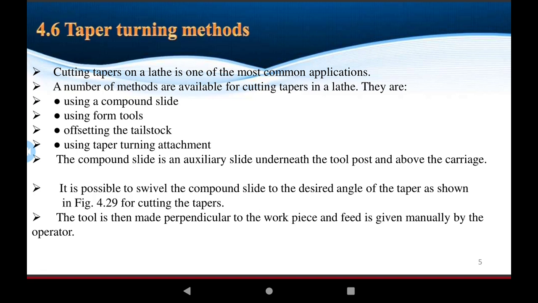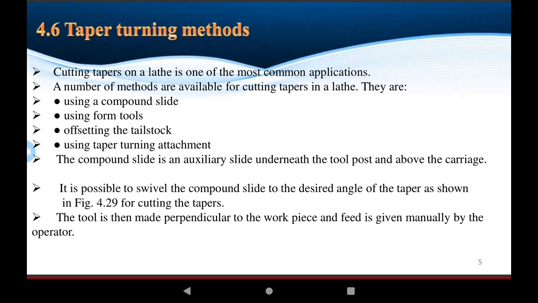The taper turning operation can be done using several methods. First is the operation using the compound slide. Second is using the tool, selecting the tool for this operation and starting the operation.